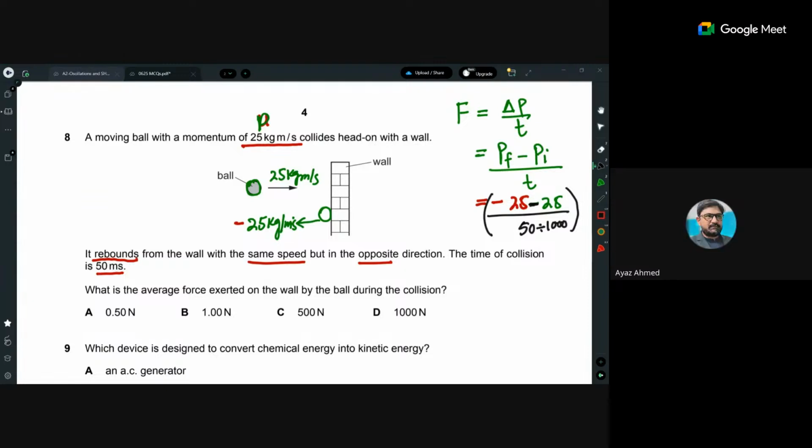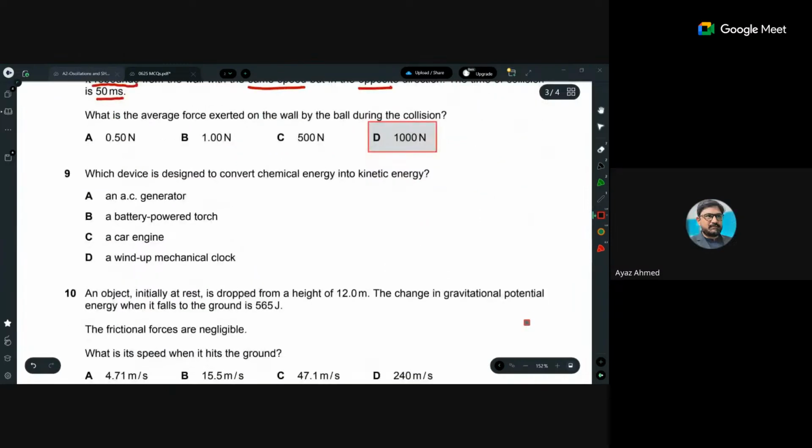Hmm. So which one is right? Option B. Got it? Yes. Okay. So next, question number 9: which device is designed to convert chemical energy to kinetic? So chemical to kinetic is basically AC generator, no. Battery of a power torch, no. Car engine, yes. Car engine utilizes chemical energy of the petrol and converts it into mechanical energy.